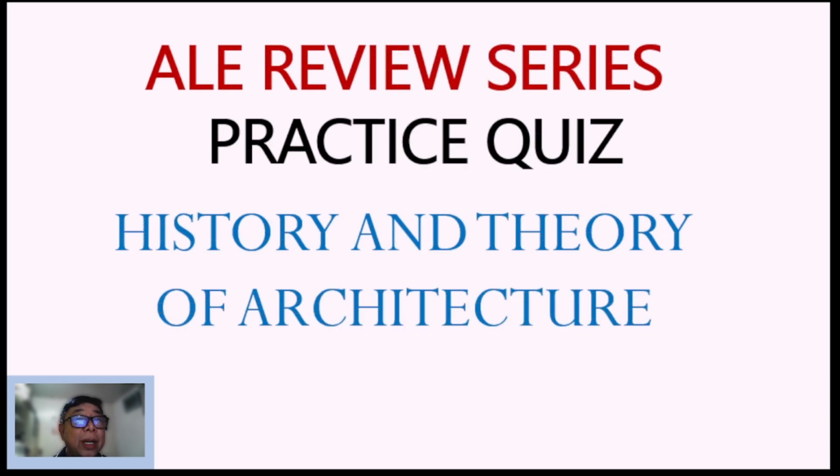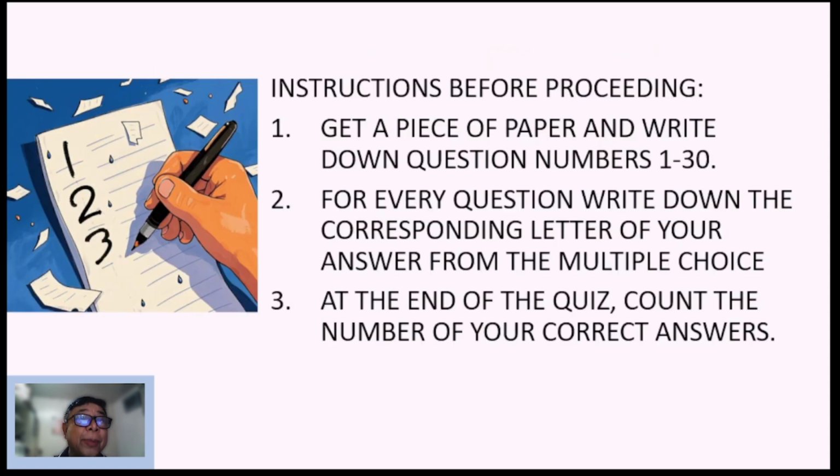So welcome back to our Ali Review Series Practice Quiz, and we now have part 7 of our History and Theory of Architecture. This time we're focusing on Space, Form, and Order by D.K. Ching. So before we start with the quiz, get a piece of paper and write down numbers 1 to 30. Para mamaya, when you start with the quiz, you can easily write down the letter of the best choice from the multiple choice, and you are given 10 seconds to finalize your answer. And at the end of the quiz, count your total number of correct answers and compare it with the score categories. So if you are ready, we can now start with the quiz.